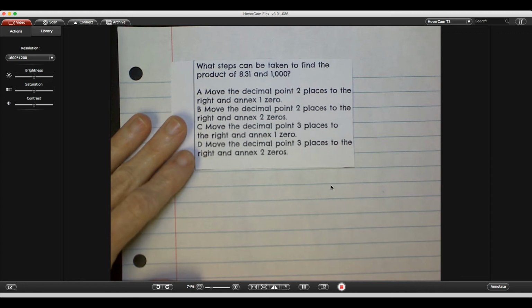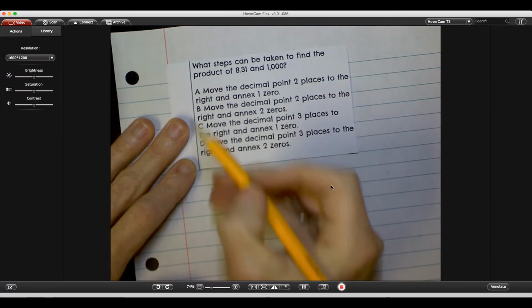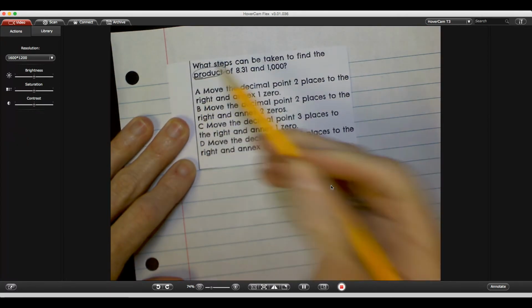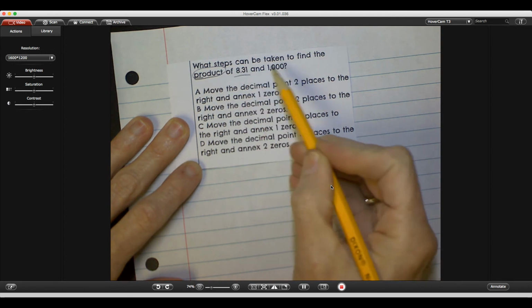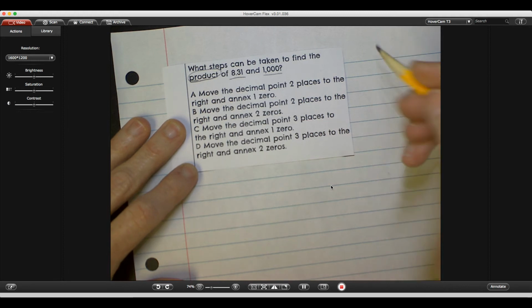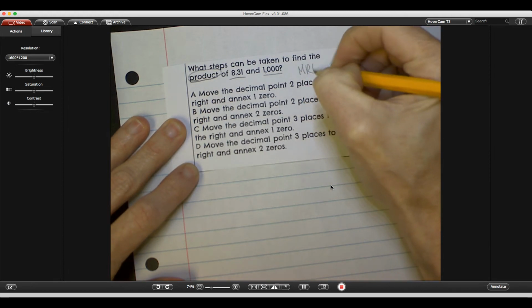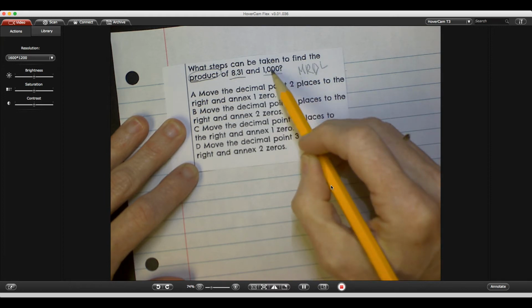We have a question that says, what steps can be taken to find the product of 8 and 31/100ths and 1,000? Well, product I know means the answer to a multiplication problem. So if I'm multiplying 8 and 31/100ths times 1,000, well, I know that that's the same as working a Mr. Dull question. Multiply right, divide left, because it's a power of 10 number.